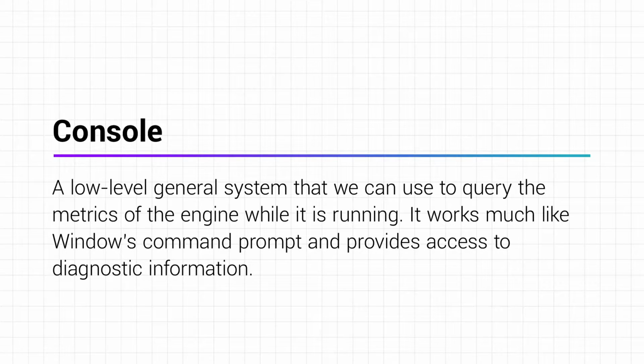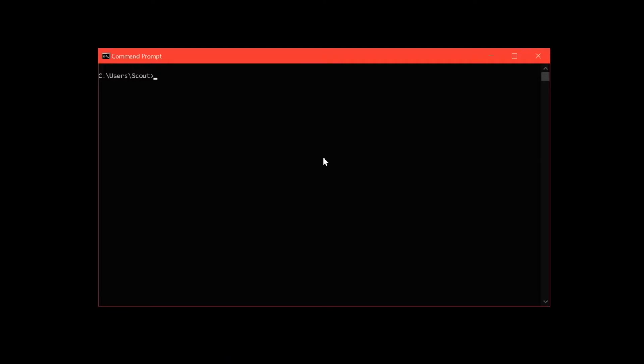The console is a low-level general system that we can use to query the metrics of the engine while it is running. It works much like Windows command prompt and provides access to diagnostic information. On PC, simply use the tilde key to bring up the console and enter the corresponding commands. On Quest, while connected to your PC with the USB cable and with your app running, open the command prompt and enter the command you see here.